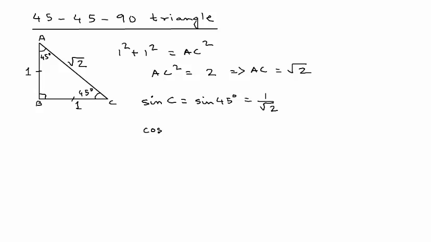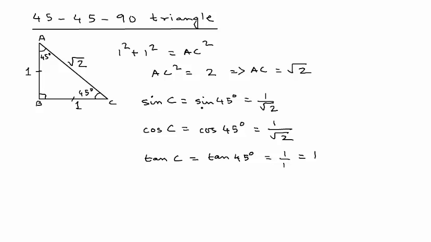Similarly, cosine C is the cosine of 45 degrees, which again happens to be adjacent over the hypotenuse, and that's equal to 1 over square root of 2. And tan C is equal to tan 45 degrees, which is the opposite over the adjacent, which is 1 over 1, which is 1. So we have our values.